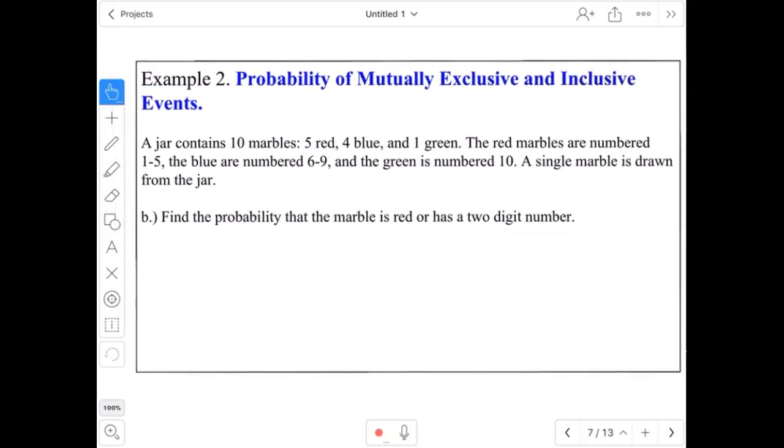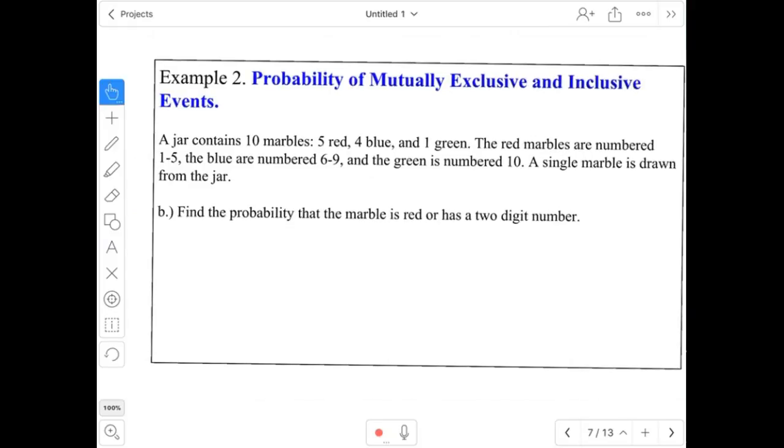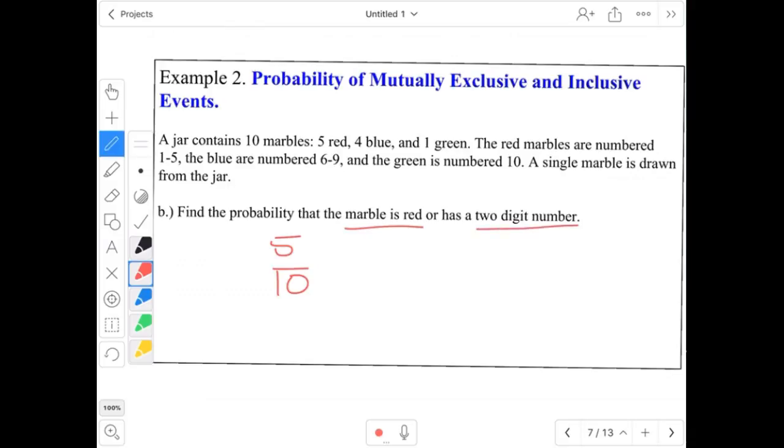Let's take a look. Same scenario, find the probability that a marble is red or has a 2-digit number. So in this case, that last one was inclusive because we had some things in common. We had some blue marbles that were even. In this problem, these are going to be mutually exclusive or disjoint because we have red marbles. We know that there's 5 out of 10, but none of our red marbles are going to be a 2-digit number. The only 2-digit number is that 10, which goes with green.